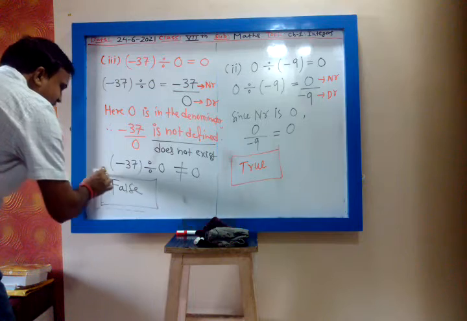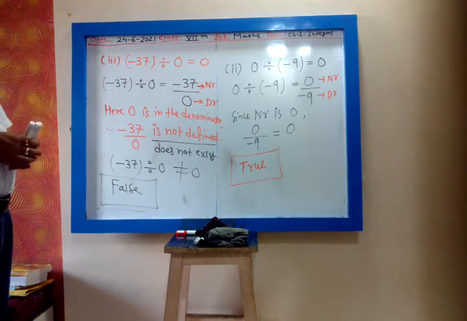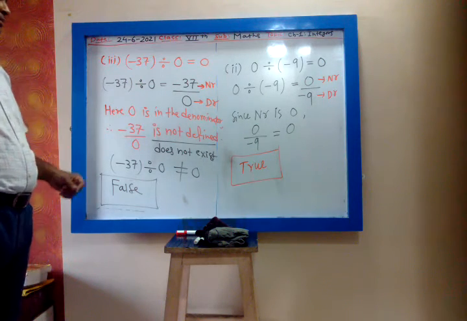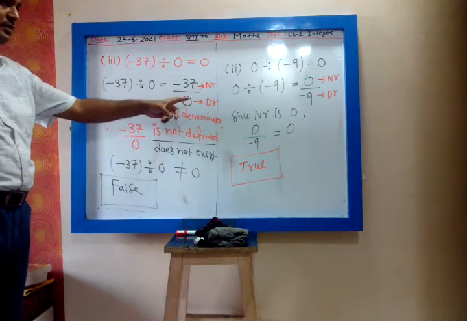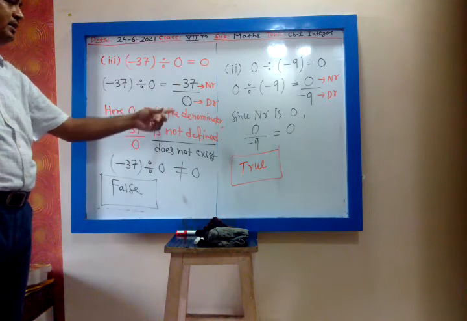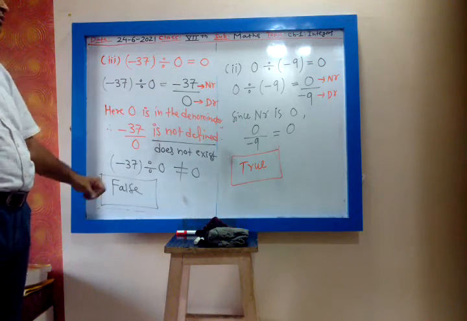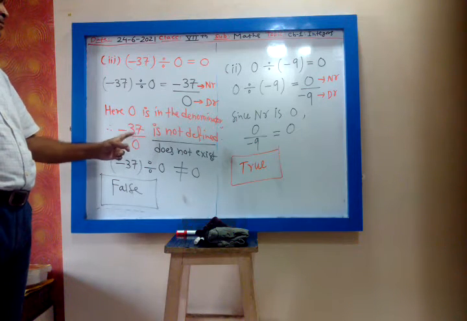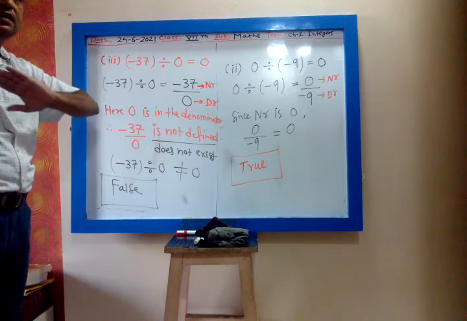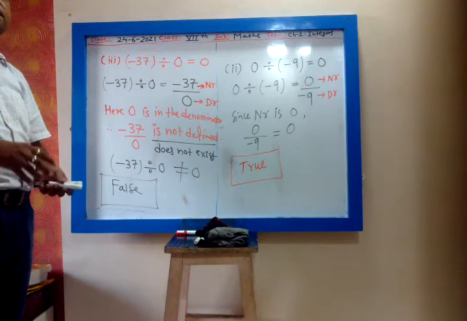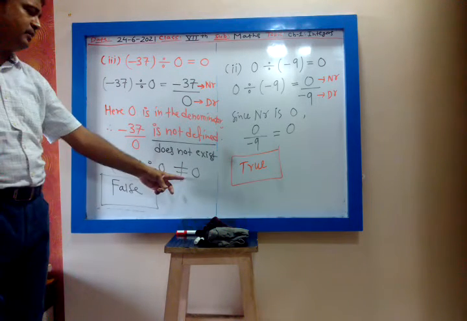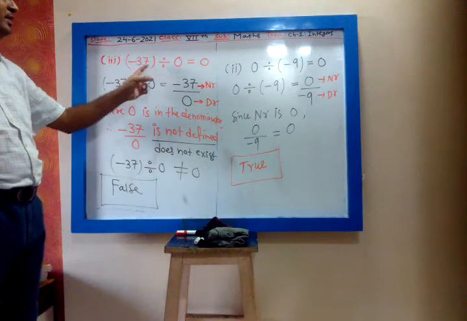So whenever 0 is in the denominator, it is not defined. In the previous two questions, 0 was in the numerator, so the answer was 0. But in this question, 0 is in the denominator. Minus 37 upon 0 is not defined. Not defined is same as does not exist, it has no existence. So it will not be equal to 0, and the given statement is false.